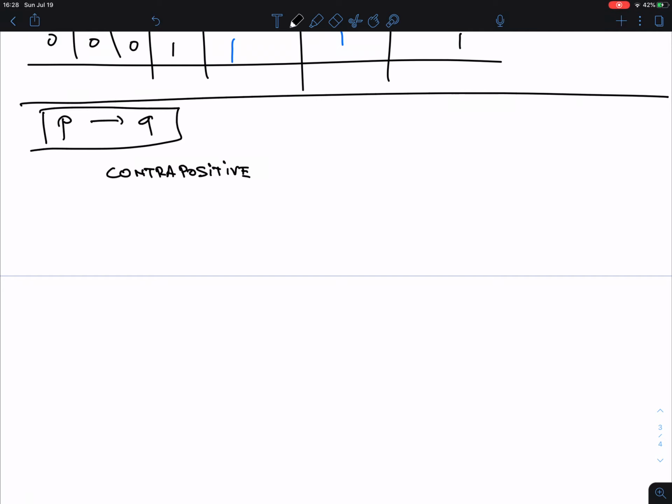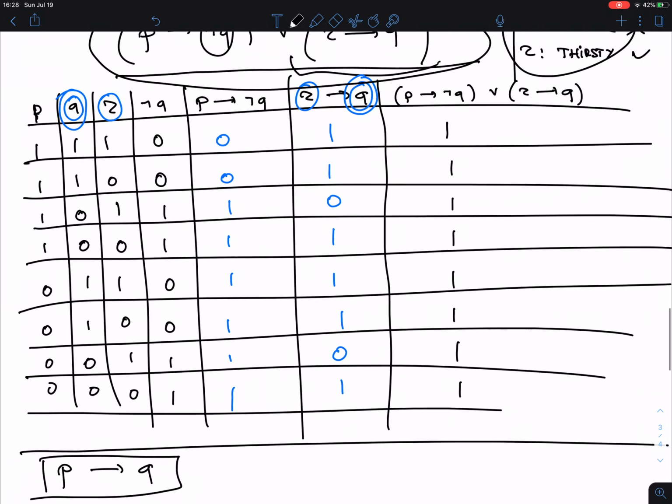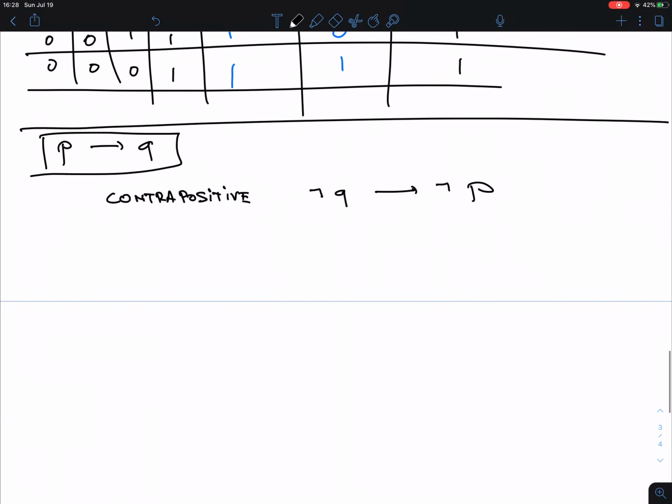The contrapositive is going to be the statement not Q, then not P. So let's look at what this is in the case of Sunday and going outside again, regardless whether it is true or not. This statement says, if it's Sunday, then I go outside. What does this statement say? This statement says, if I do not go outside, then it's not Sunday, right?